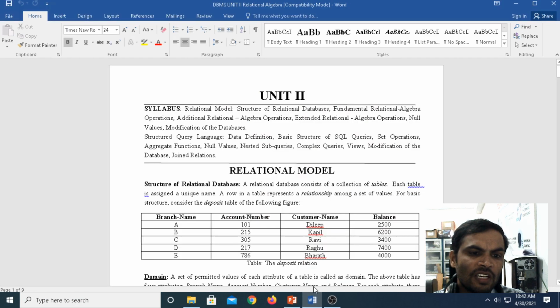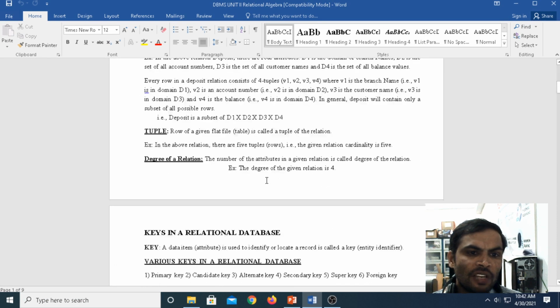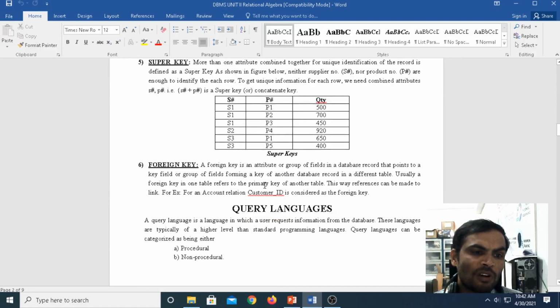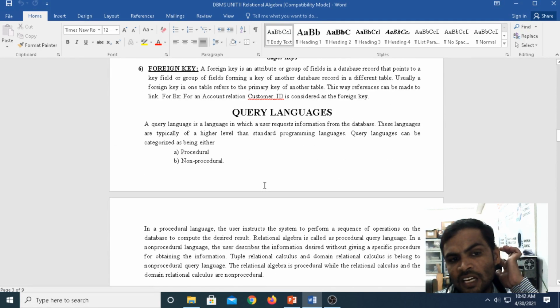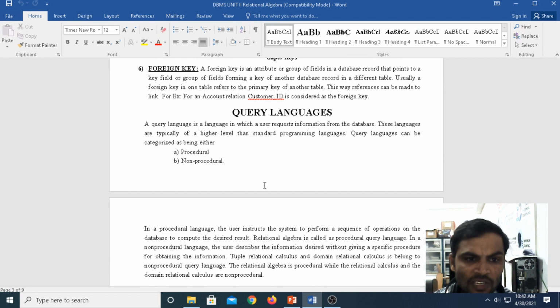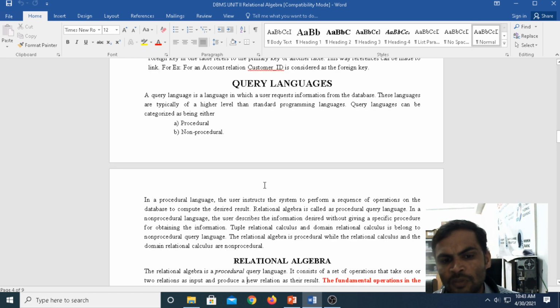The next topic is relational algebra, which comes under the query language. Actually, structured query language requests information from the database. This language is a high-level but standard programming language. It is categorized into two types, procedural language and non-procedural language. Under the procedural language, we instruct the system to perform a sequence of operations.